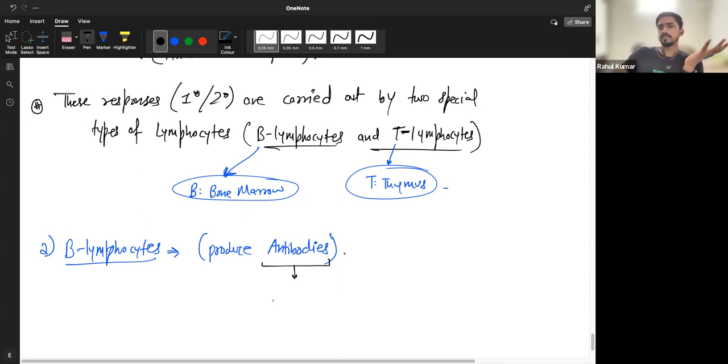Now, what happens when antibodies bind? Why can't they just bind? Now, what's the problem? So first write down: antibodies are an army of protein which are generated.